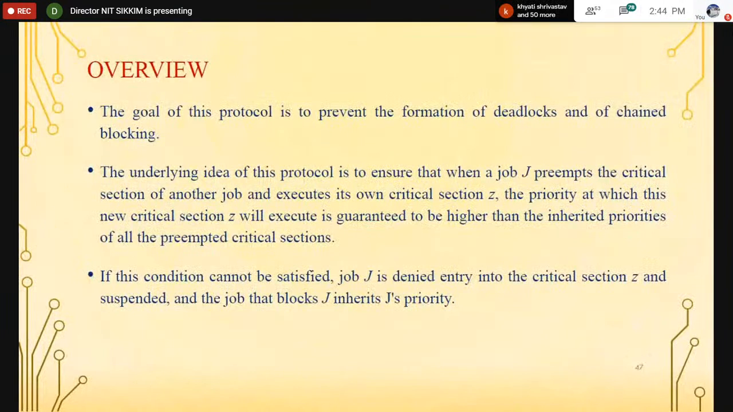It suffers from the deadlock as well as the chain of blocking. Chain of blocking is nothing but your higher priority task having to wait indefinitely. So some sort of indeterminism in managing the critical section was there. I think everybody knows what a critical section is.